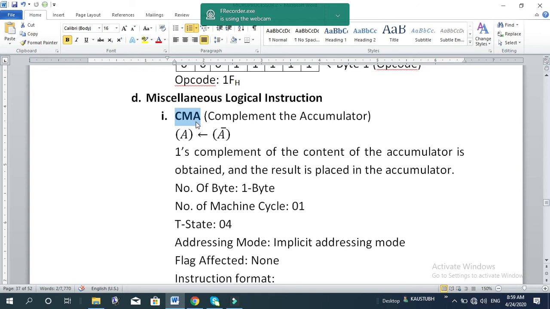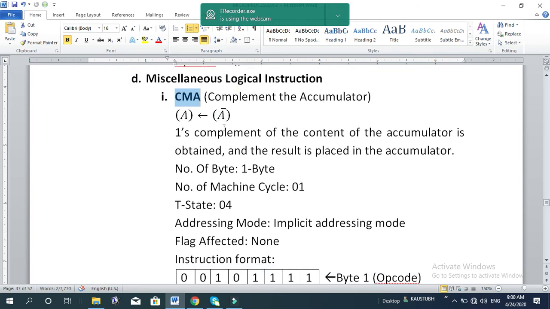Okay. Similarly, the CMC is for complementing the carry flag. Whatever was the content in the carry flag, it gets complemented. 0 goes to 1, 1 is complemented to 0. So it is 1 byte, machine cycle 1, T-states 4, addressing mode implicit. Flag affected is only the carry. Instruction format is only 1 byte, which is the opcode, and the opcode is 3F hex. There is another instruction, STC.